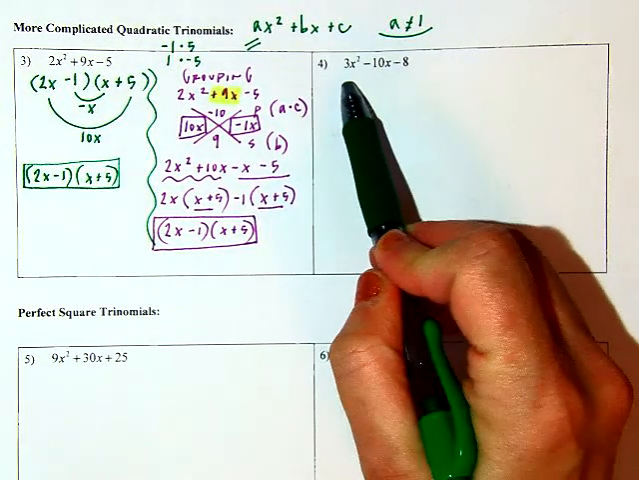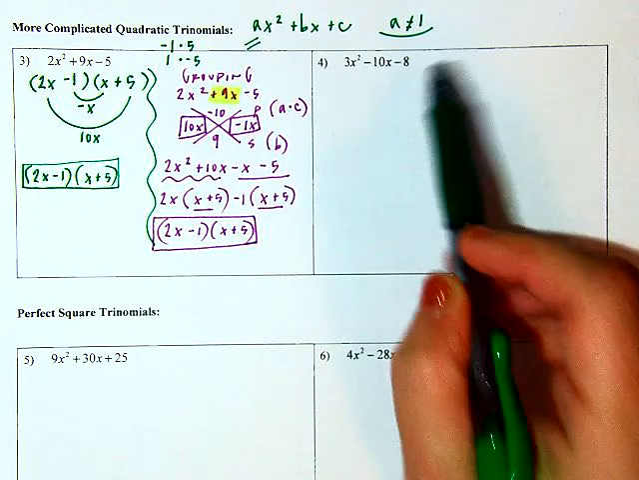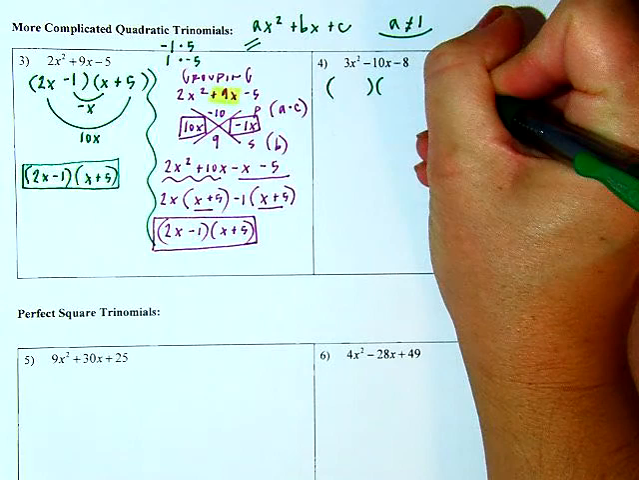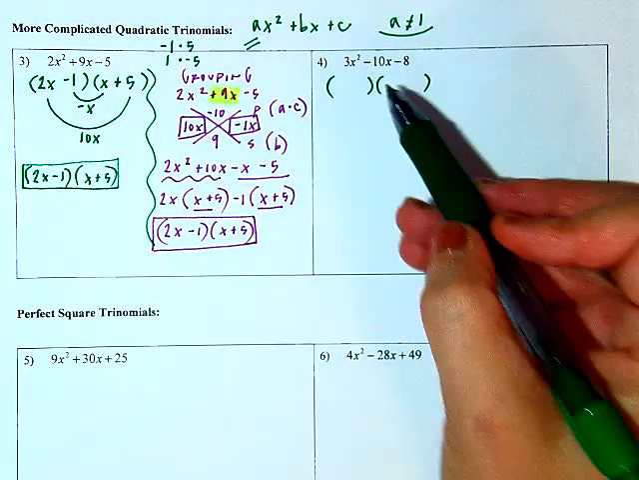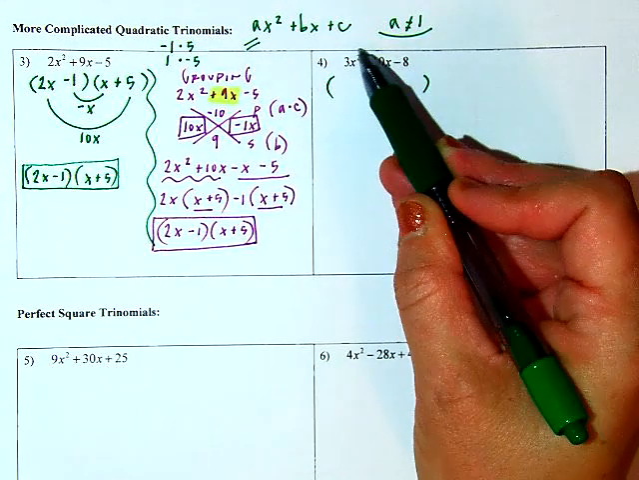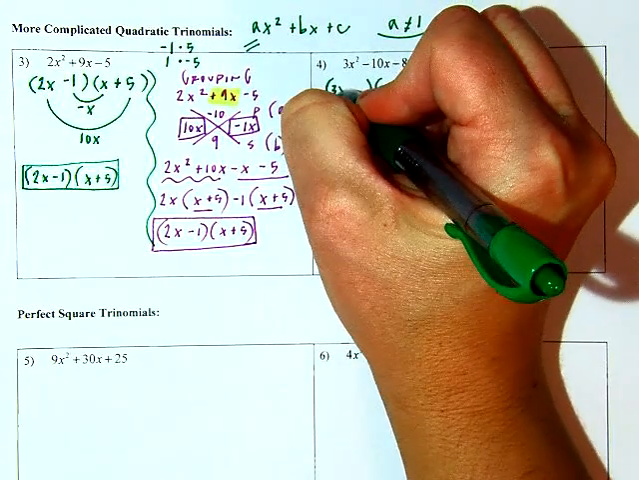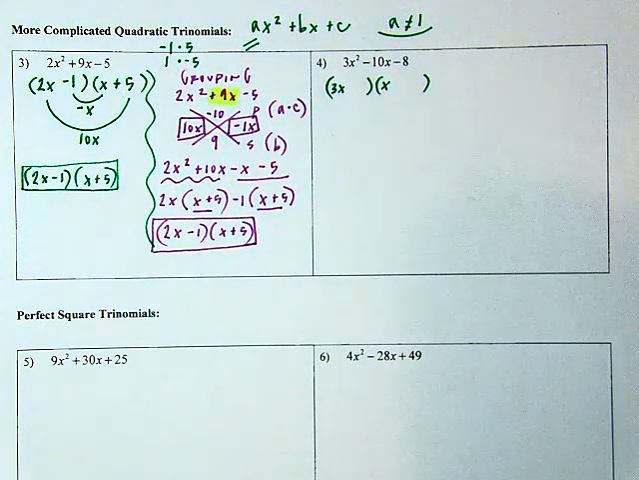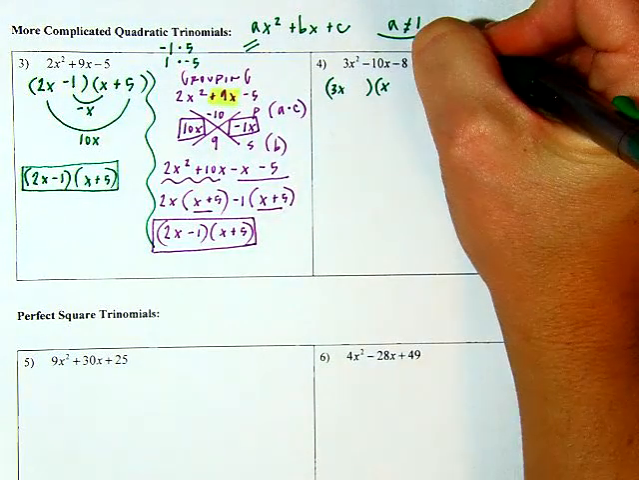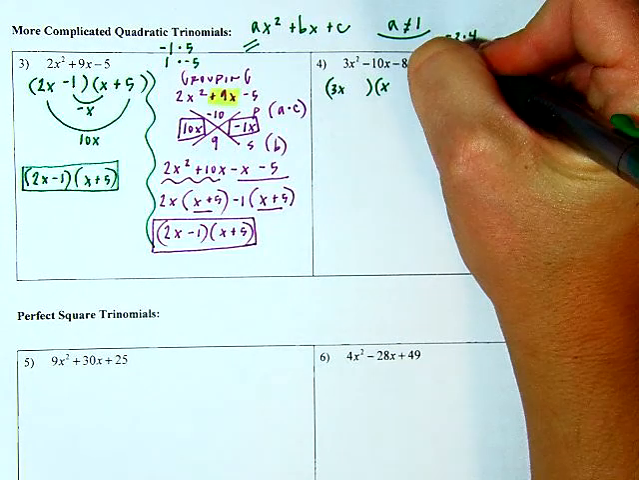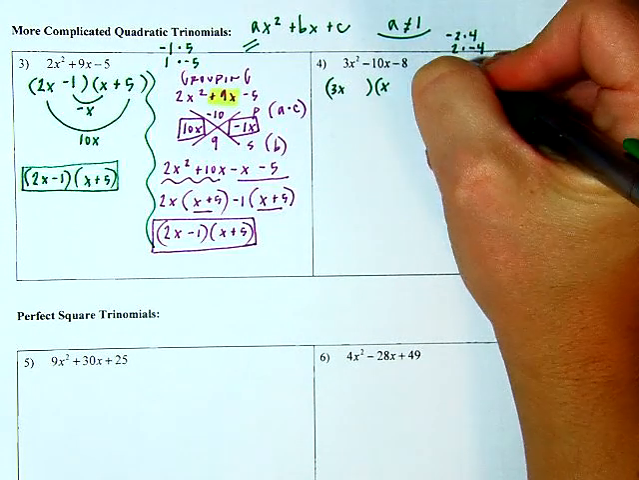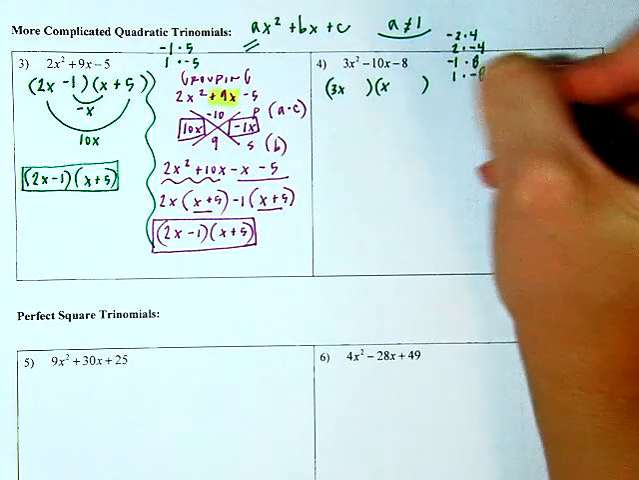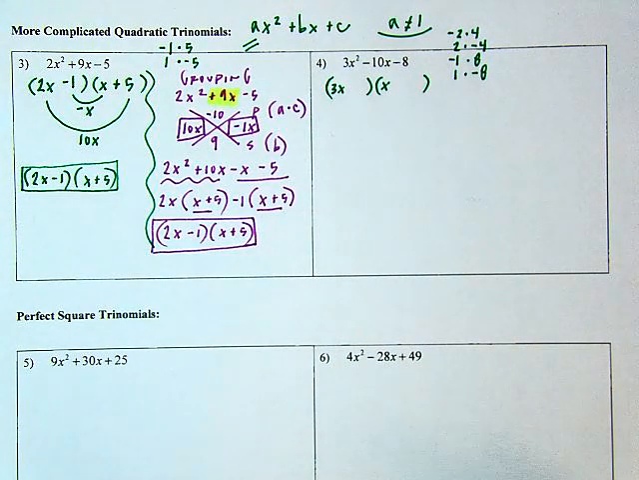So here I'm looking at 3x squared minus 10x minus 8. So let me use that same strategy, guess and check first. So I have 3x squared right here. There's only two options that would work. It has to be a 3x and an x. For that negative 8, I really have 4 options. It could be negative 2 times 4, or 2 times negative 4, negative 1 times 8, or 1 times negative 8. Those would be my 4 options.